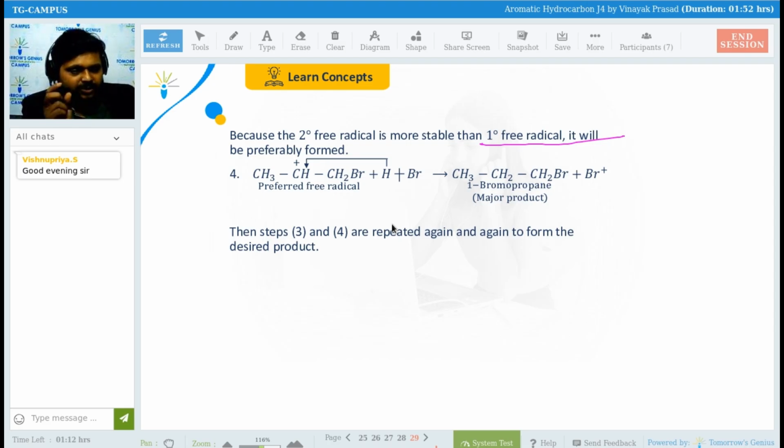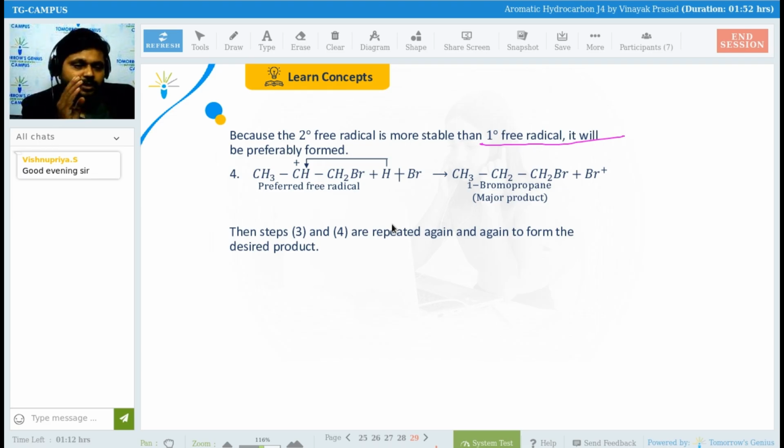So one is normal carbon, one is carbocation, or one is what? 2 degree carbocation or 1 degree carbocation, which is more stable? 2 degree carbocations, sir. 2 degree free radical and 1 degree free radical, which is more stable? 2 degree free radical is more stable. I have made you right in the previous classes. So 2 degree free radical is more stable, right?